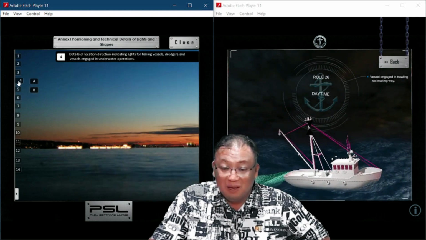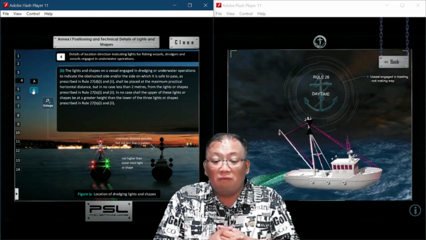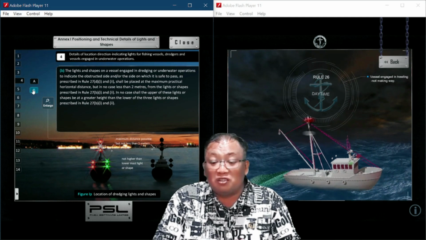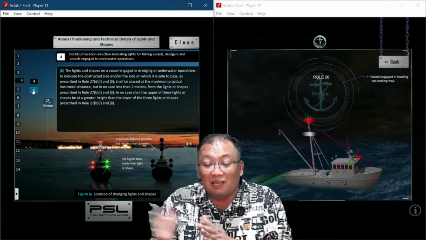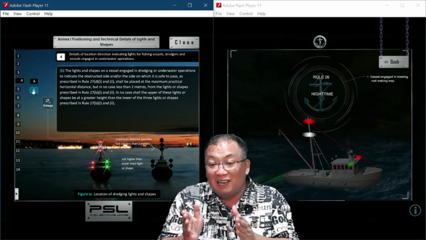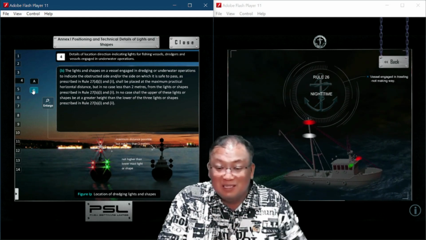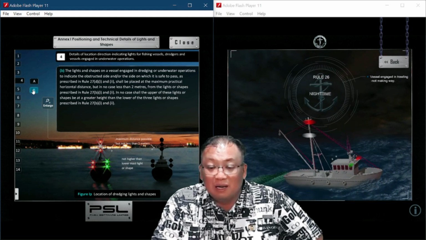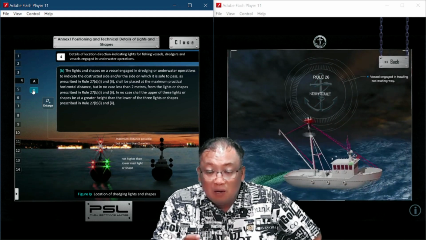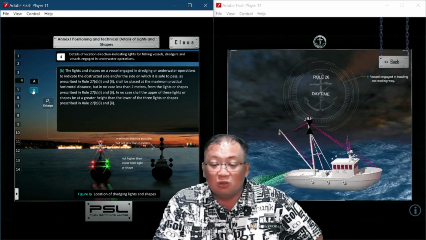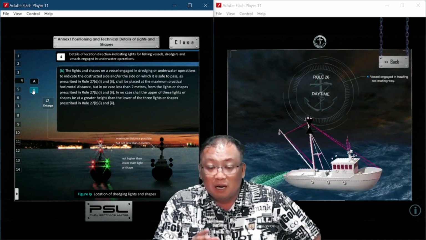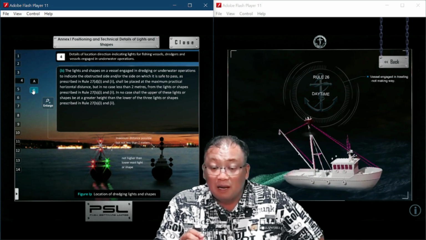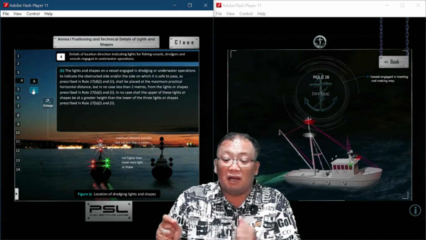Wow, it's very good. 4 Bravo. 4 Bravo is the lights and shapes of vessel engaged in dredging or underwater operation to indicate obstructed side. Remember the obstructed side, the 2 greens and 2 reds, on which it is safe to pass as prescribed in Rule 27 Delta, shall be placed at a maximum practical horizontal distance, but in no case less than 2 meters from the lights or shapes prescribed in 27 Bravo, and in no case shall the upper of these lights or shapes be at a greater height than the lower of the 3 lights or shapes.